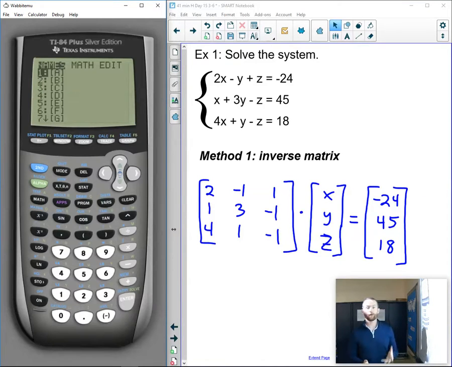And that should bring us to a menu right here. We've got names, math, and edit. We're going to go to edit because we actually want to enter and change some of the matrices. We've got a whole bunch of options. I usually just use A and B.